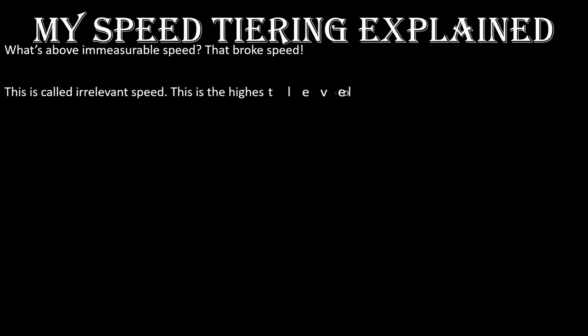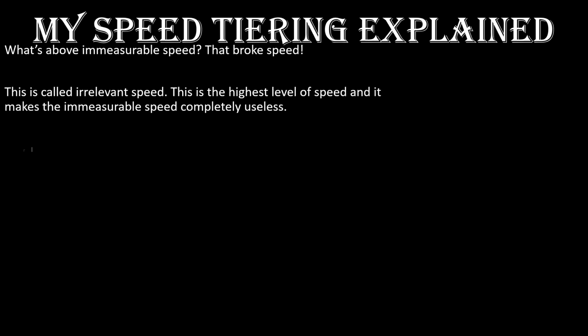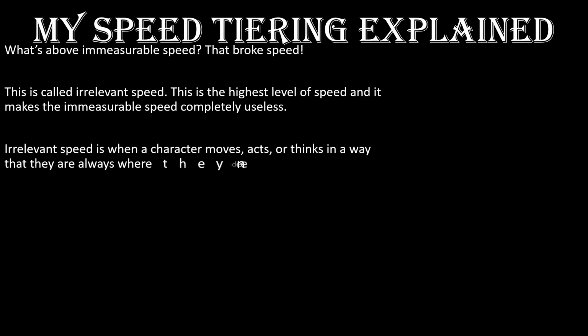What's above immeasurable speed? That broke speed. This is called irrelevant speed. This is the highest level of speed, and it makes the immeasurable speed completely useless. Irrelevant speed is where a character moves, acts, or thinks in a way that they are always where they need to be, hence, speed becomes irrelevant.